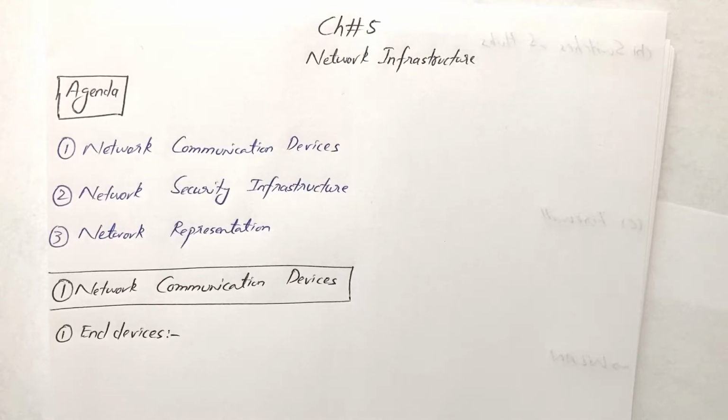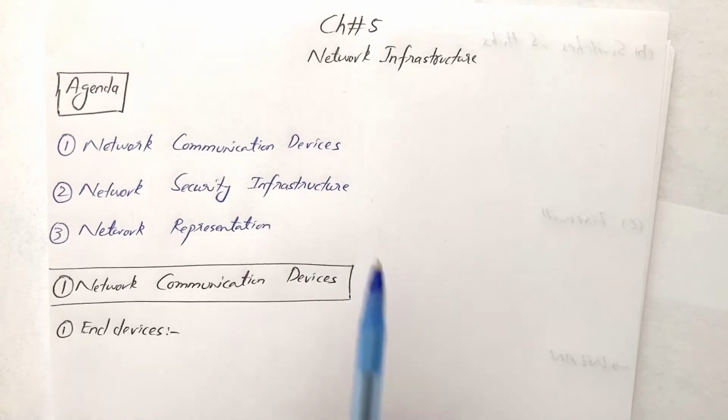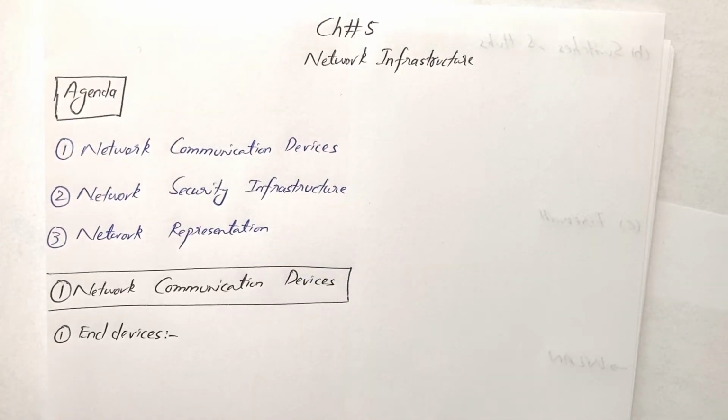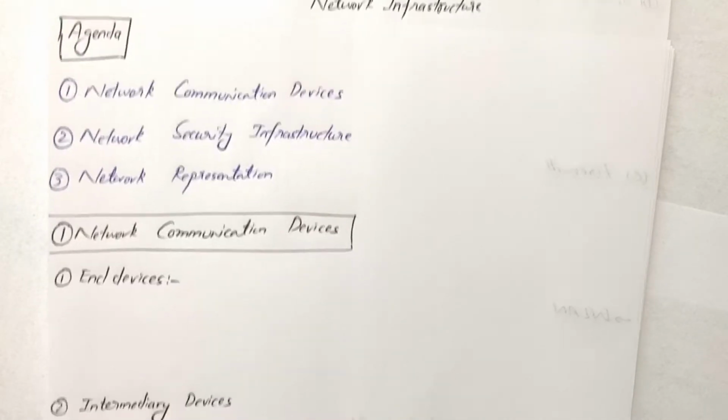Okay, guys, so let's start over chapter number 5. Chapter 5 is about network infrastructure, and mainly we will discuss some network communication devices. We'll also discuss network security infrastructure, and I'll give you a basic overview of network topologies like physical and logical network connection topologies. So let's start with our first agenda item, network communication devices.